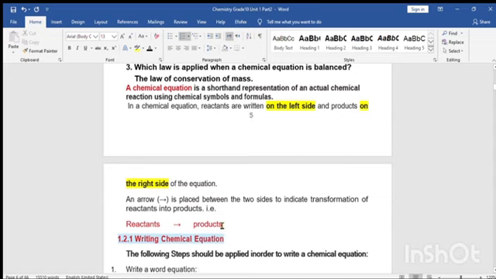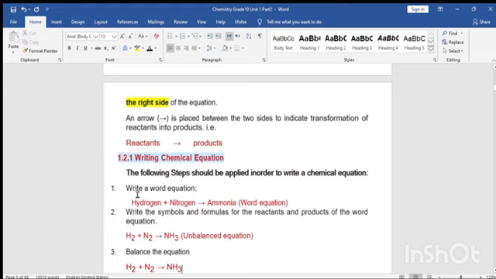Writing chemical equations. How can you write a chemical equation? There are steps to be followed in order to write a chemical equation. What are they? The first is to write the word equation. The second is to write the formula equation, which means the word equation must be converted into symbols and formulas. And the third and last step is balancing the equation.